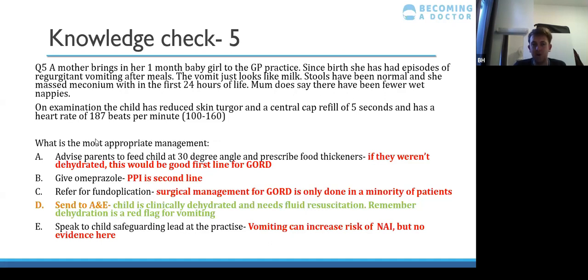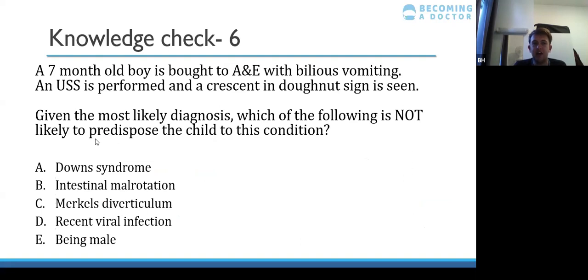Okay, good. So next question. A 7-month-old boy is brought to A&E with bilious vomiting. We do an ultrasound scan and see a crescent in donut sign. Given the most likely diagnosis, which of the following is not likely to predispose the child to this condition? So which isn't going to cause whatever condition it may be?